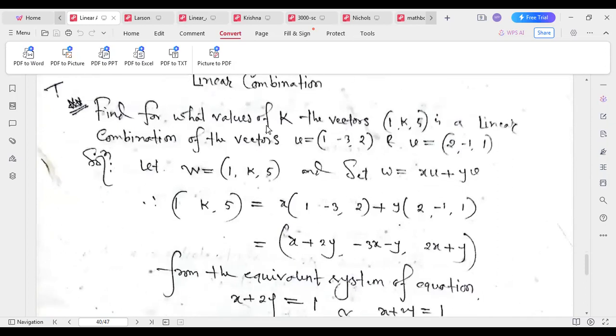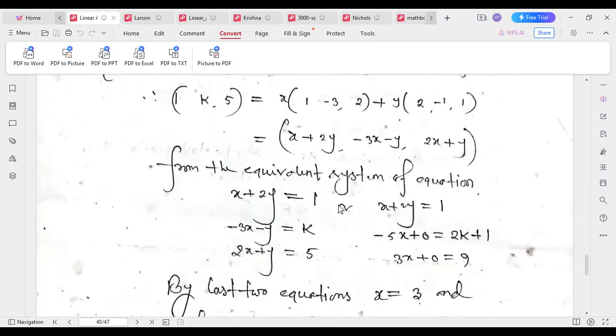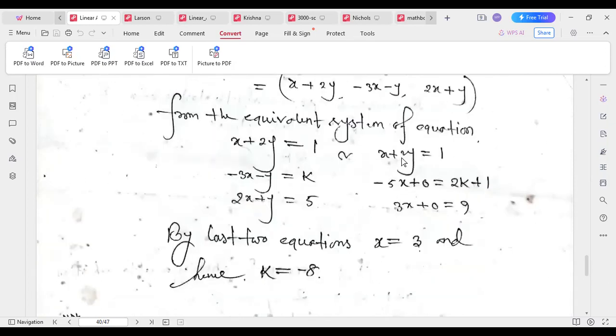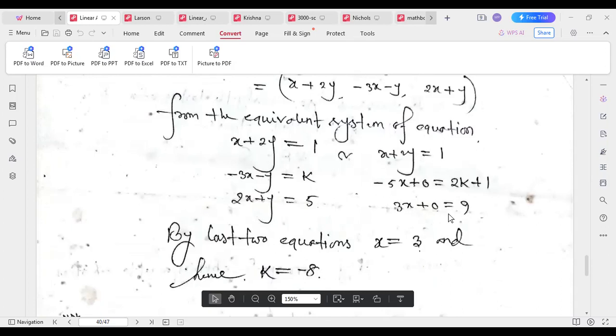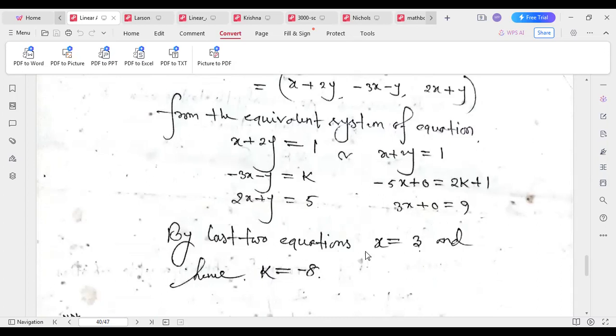Find for what value of k the vector is a linear combination of this vector and this vector. So w equals (1, k, 5), set w equals x u plus y v. That means a linear combination. Equating on both sides, we get two sets of equations. So these equations can be written, just adding this one, we get, from the last equations, x equals 3. Putting x equals 3 here, we get k equals minus 8.